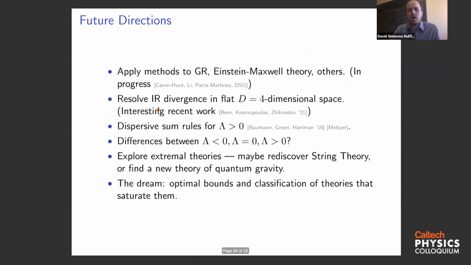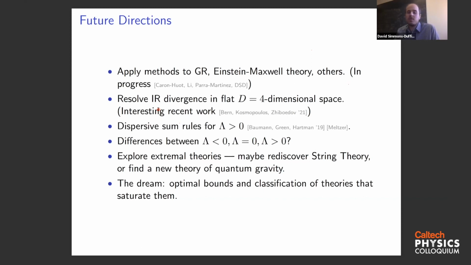Okay. So I'm wrapping up. These techniques for putting bounds on low energy EFTs using bootstrap methods, I think, are very widely applicable. And an interesting thing is to apply them to general relativity and Einstein-Maxwell theory and other interesting EFTs. And this is work in progress.